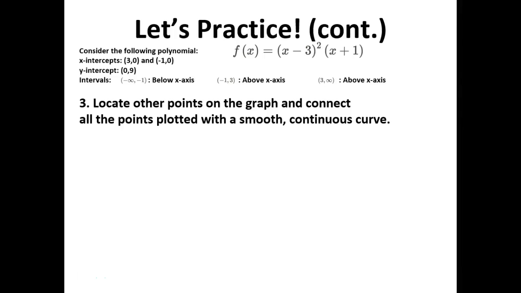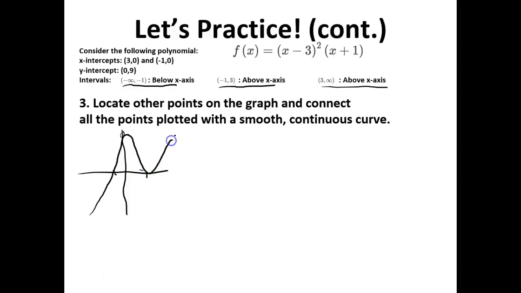So we have this information now. So it's below on this interval, it's above on this interval, and then it's above on this interval. Locate other points on the graph and connect all the points plotted with a smooth continuous curve. So I already kind of located some other points to find out whether things were positive or negative. So when I connect those points, we just make a smooth continuous curve, just like that.